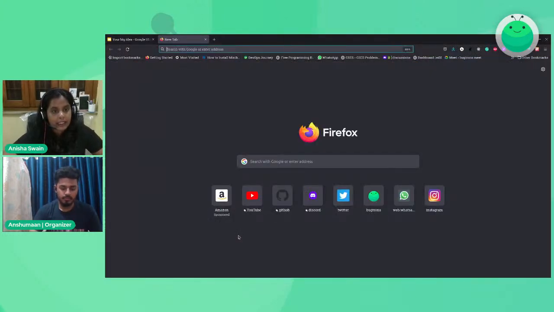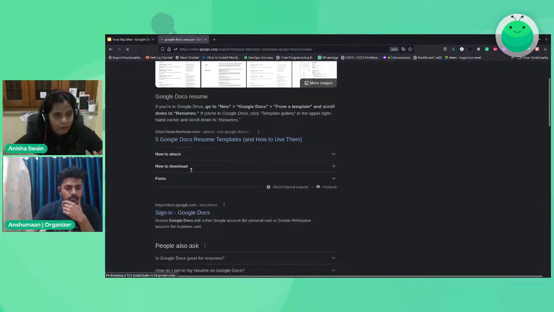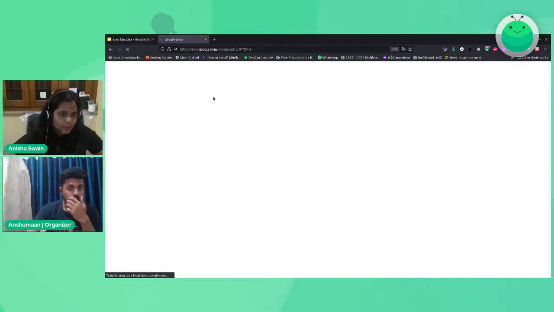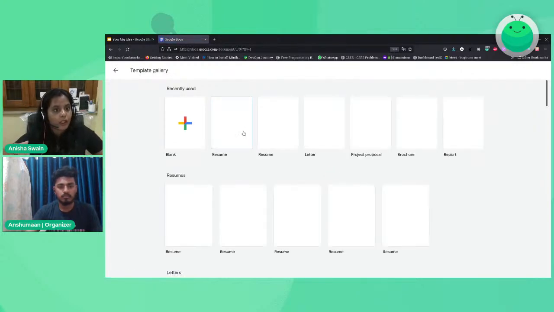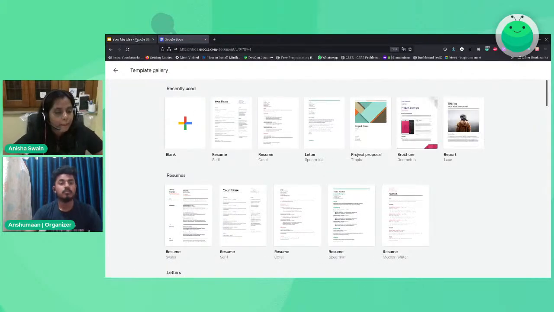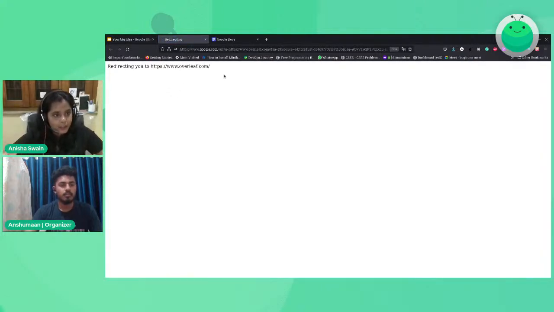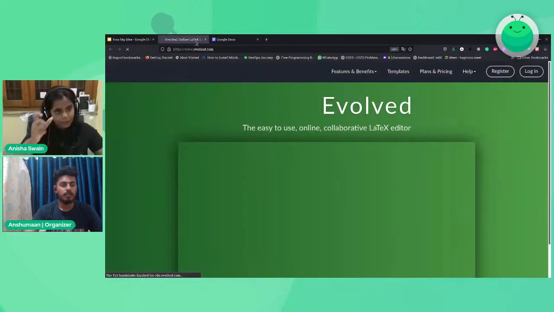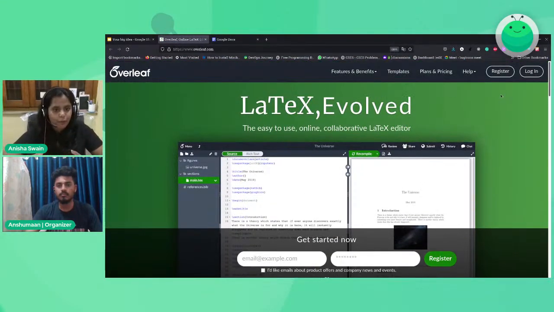So LaTeX is used to write research papers. You see how simple and crisp those research papers look. They use LaTeX to write research papers, and this site, not Google Doc, Overleaf, uses LaTeX to create these resume formats. You have to write some code, but not really code. Once you see those formats, you will understand what to do.